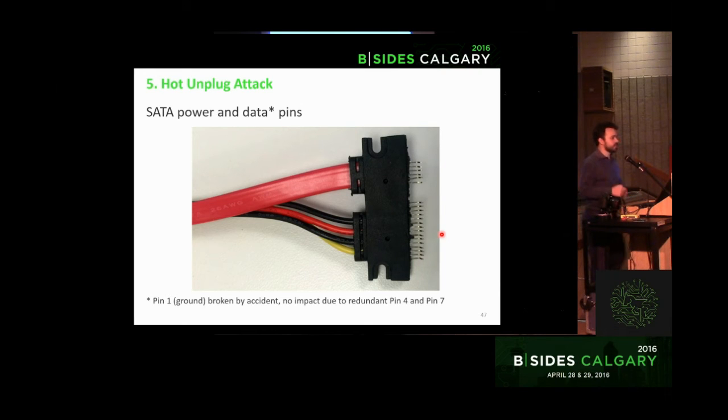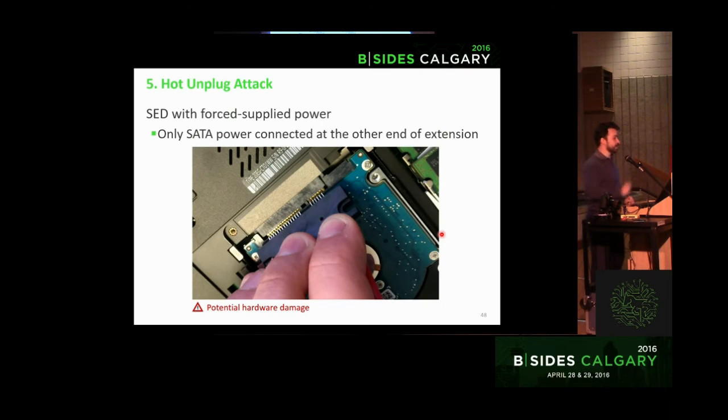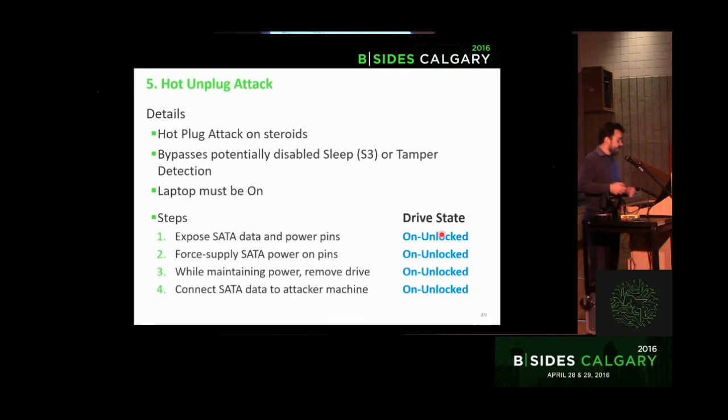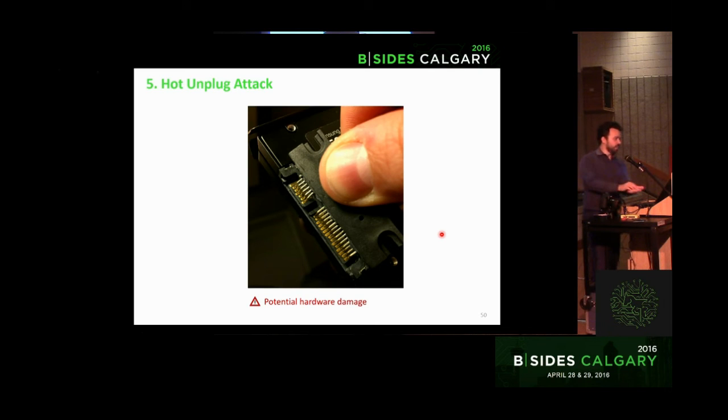So the way I did this is I just took a SATA extension cable. I broke all the plastic off, so I exposed the pins. And then you can connect those pins to the drive. Be careful with this. And once you have that, you remove the drive from the laptop while maintaining the cable with the pins there. And then you connect the other end of that cable to the attacker machine. So you'll end up with the drive sitting on the table and with you holding that connector, while your buddy is reading data and actually operating the other machine.